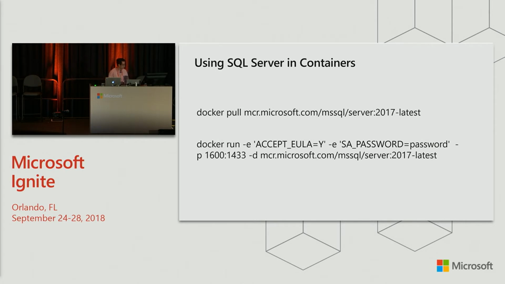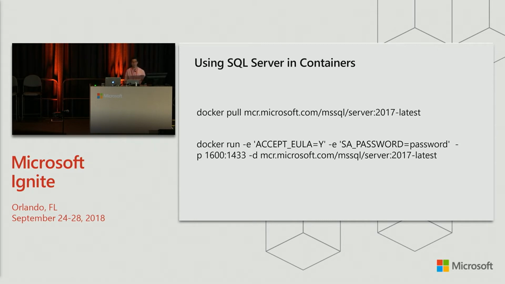All right. So to get started with SQL Server in containers, it really just takes two commands. First is a pull command, and here you'll see that I have a docker pull SQL Server from the Microsoft Container Registry. And after the colon there, what you'll see is the tag, and that is the version of SQL Server that you want to pull.